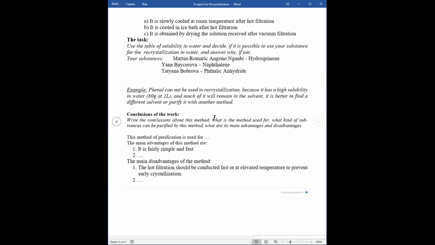And finally, you should write the conclusions. There also some example is written. You should write the conclusions about this method, what this method is used for, what kind of substances can be purified by this method, and what are its main advantages and disadvantages. The latter is not necessary for the next reports. It is exclusive for the purification tasks. So this method is used, for example, for purifying substances by recrystallizing them, and also its main advantages and disadvantages. One is already listed. The second, for example, you should decide for yourself.